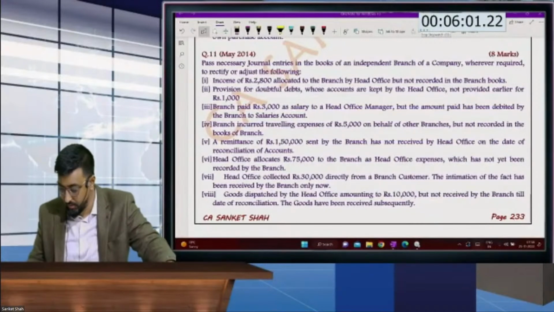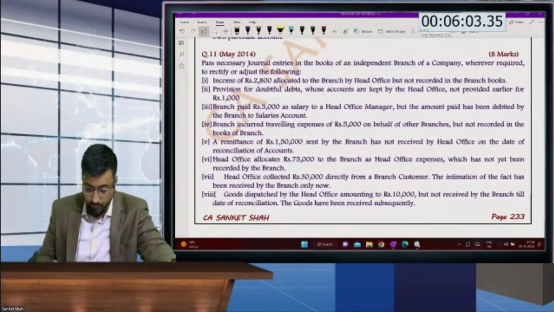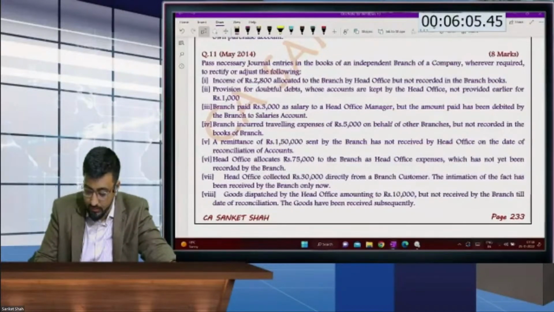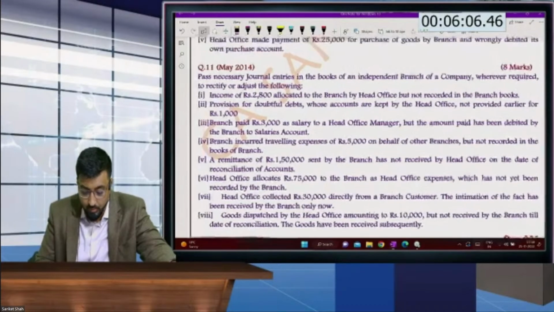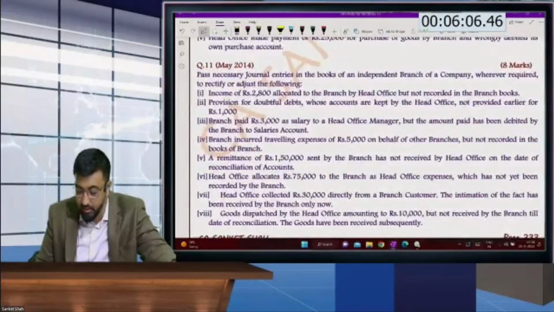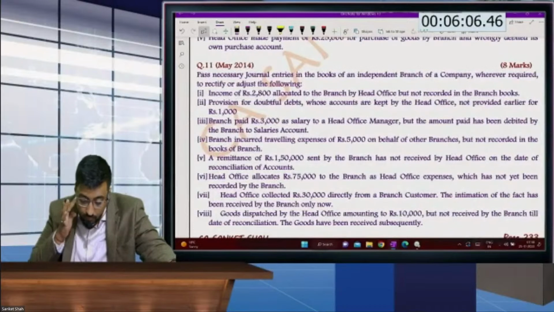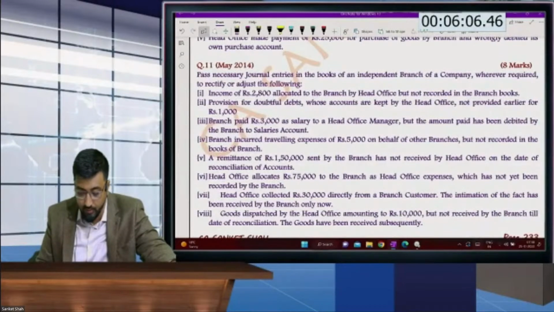So we'll start all 8 entries. I've given you sufficient time, 6 minutes. Pass necessary journal entries in the books of independent branch of company whenever required to rectify or adjust. Income allocated to branch by head office but not recorded in the branch books.